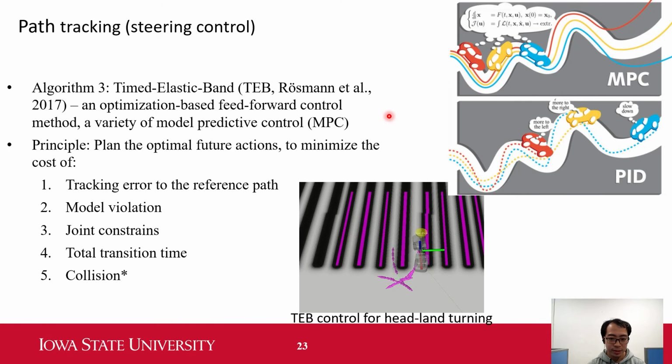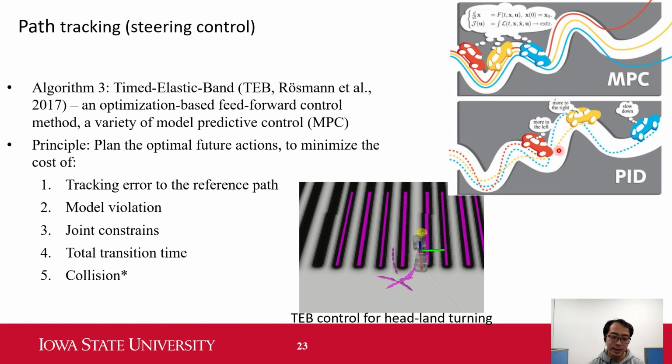The third algorithm is called a timed elastic band. It's a variety of model predictive control. We can learn from the name that it is predicting ahead. So it plans the motion several steps ahead and selects the best plan to minimize the tracking error and reduce the chance of collision.